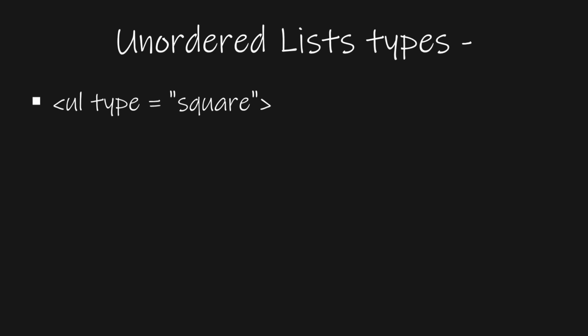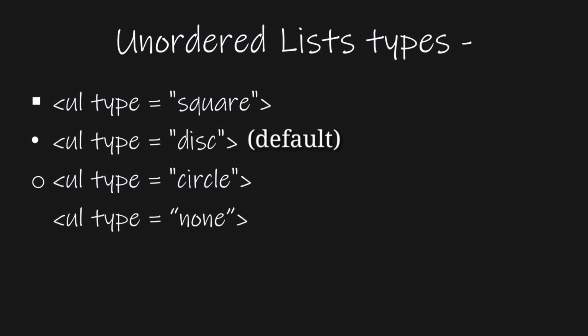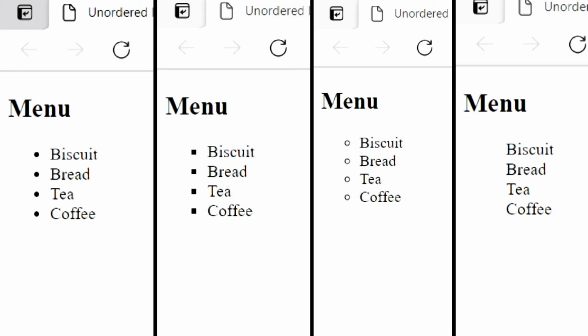First one is square. In this type, the list items are marked with squares. Second one is disk. This is the default style. In this type, the list items are marked with solid circles. Third one is circle. In this type, the list items are marked with rings. And the last one is none. In this type, the list items are not marked. The four types of bullets are shown on the screen side by side.